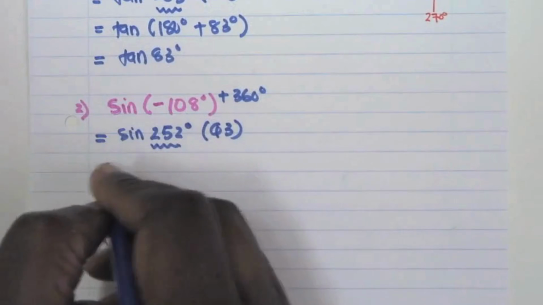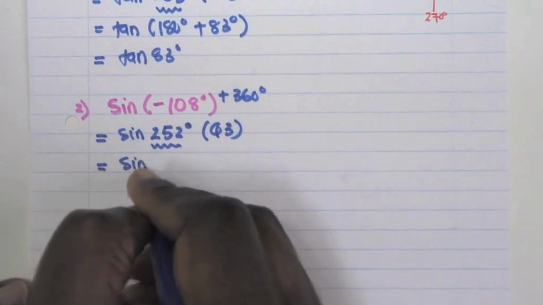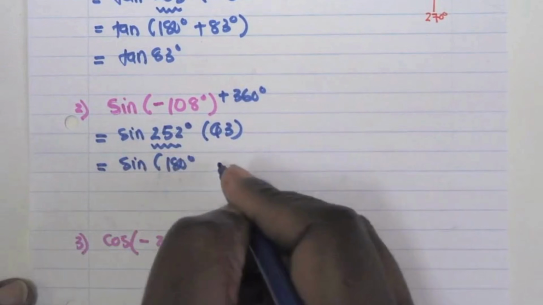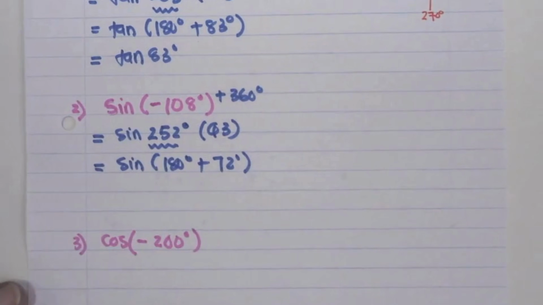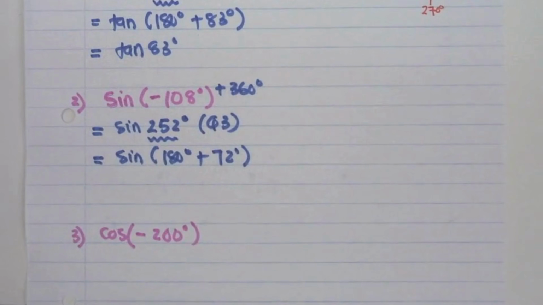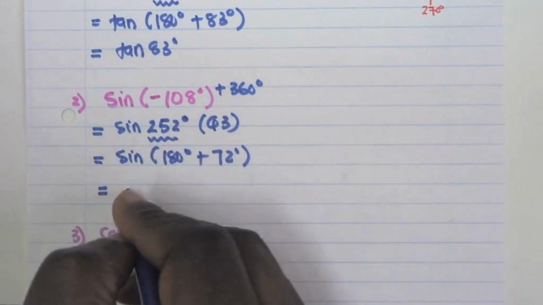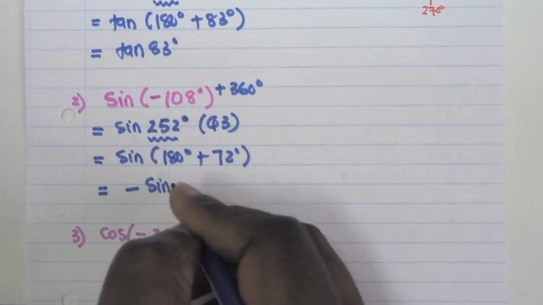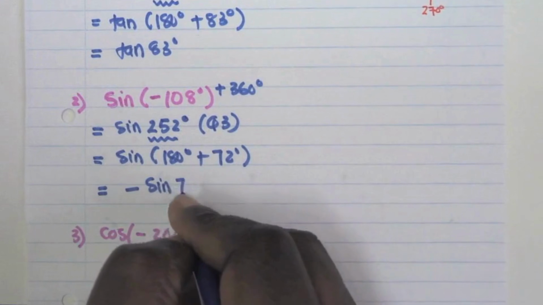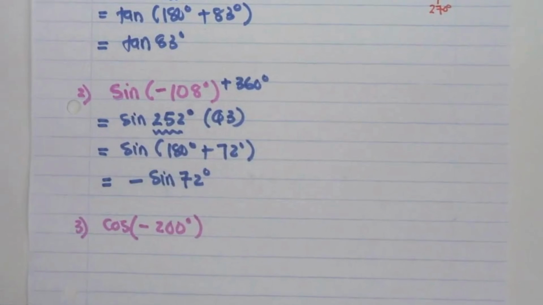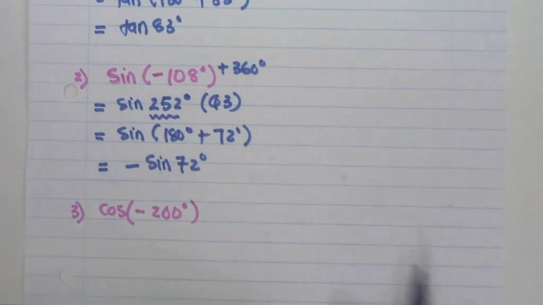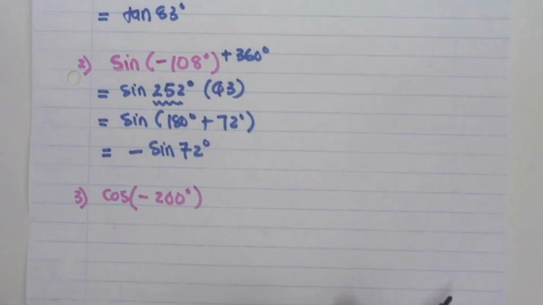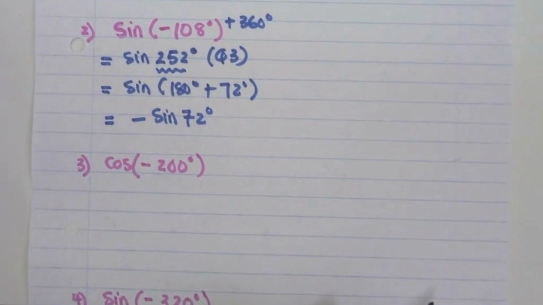And in quadrant 3, I can write this as, and then after that, I need to write down my final answer. And my final answer is going to be, why negative? Because in quadrant number 3, sine is negative. And I move on to the next one.